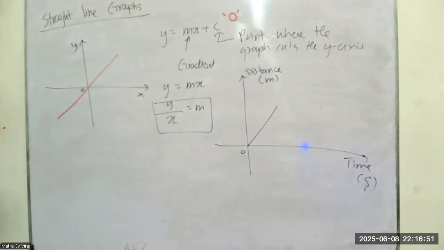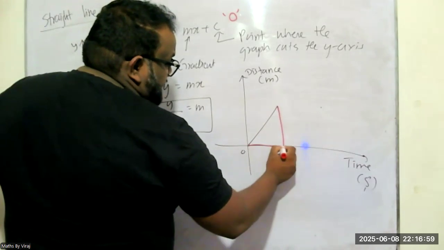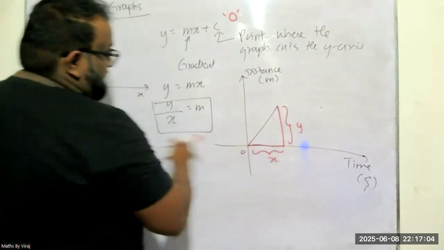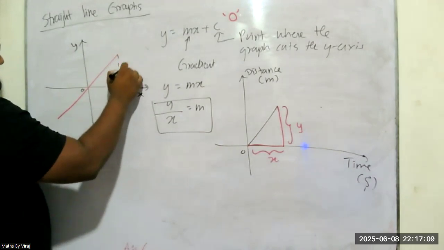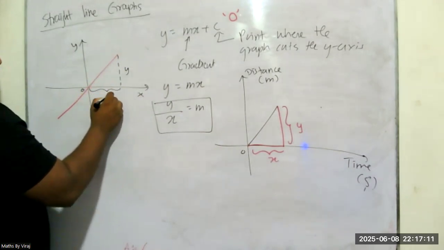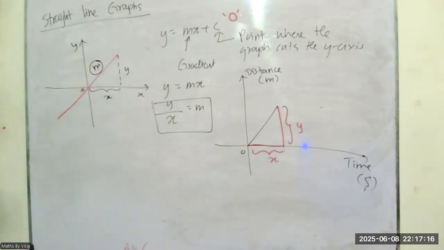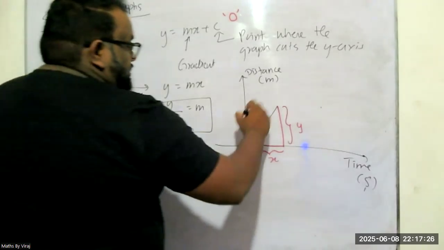I can find the gradient of this as well, correct? What do you think is my gradient telling? This is my y, correct? This is my x. Basically, simple, just like what you have here. This is our y, this is our x. And the slope is our m or the gradient. Now what we have here? Y divided by x. What is this now?